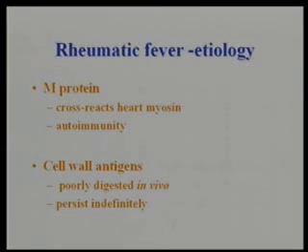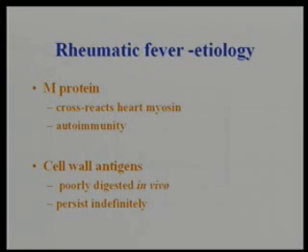An antibody couldn't care less, or a T cell couldn't care less. Once the bacteria are gone, if the immunity is there and it recognizes the heart, it's going to recognize the heart. It couldn't care less whether the organism's there or not. And that's why in the chronic sequelae, there is no organism present.